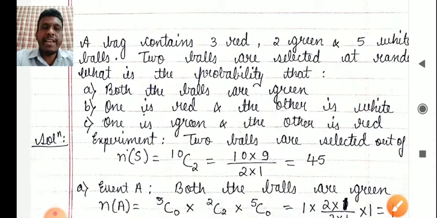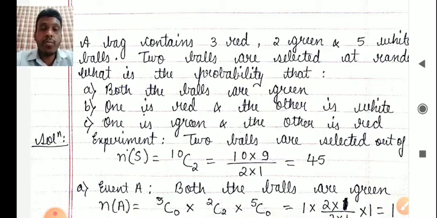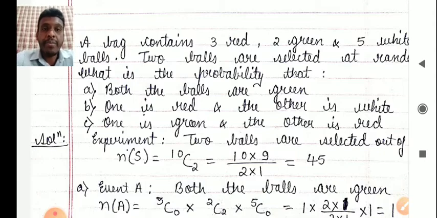Now the problem is like this. The same problem I've taken. A bag contains 3 red balls, 2 green balls, 5 white balls, total 10 balls. So two balls are selected. Instead of one, we are selecting 2 balls at a time at random. What is the probability that both the balls are green, one is red and the other is white, one is green and the other is red? So two balls are taken at a time.